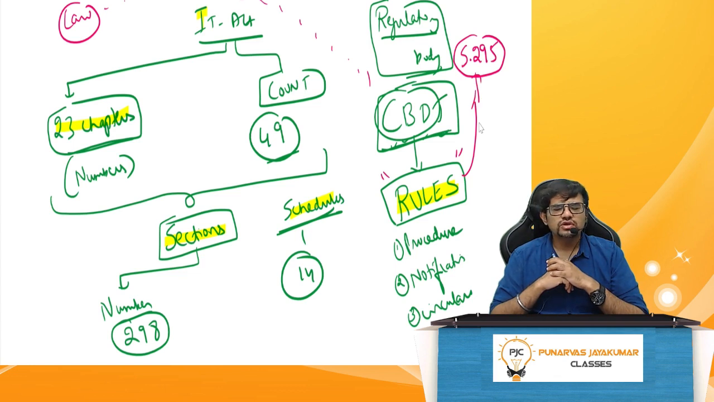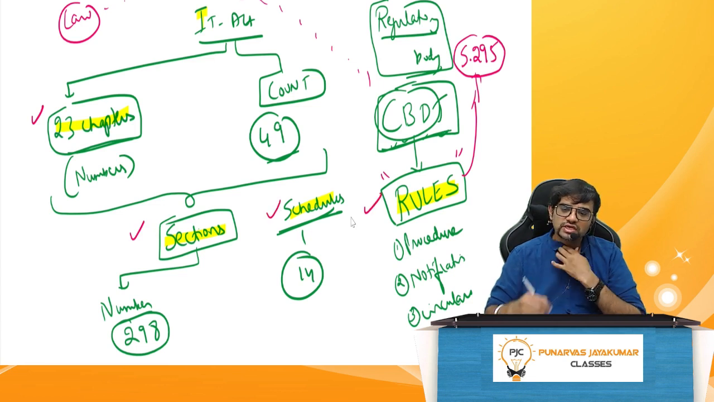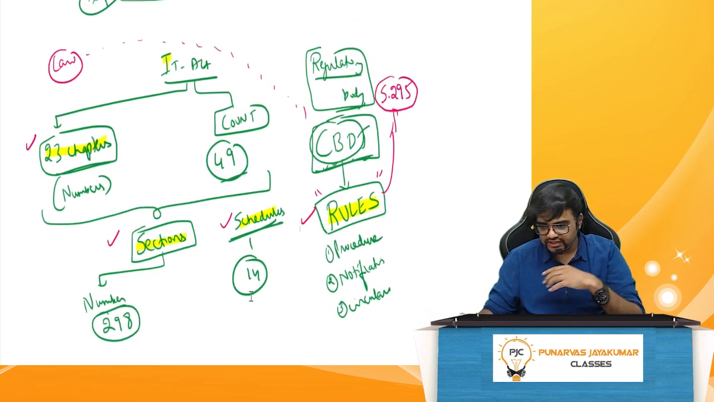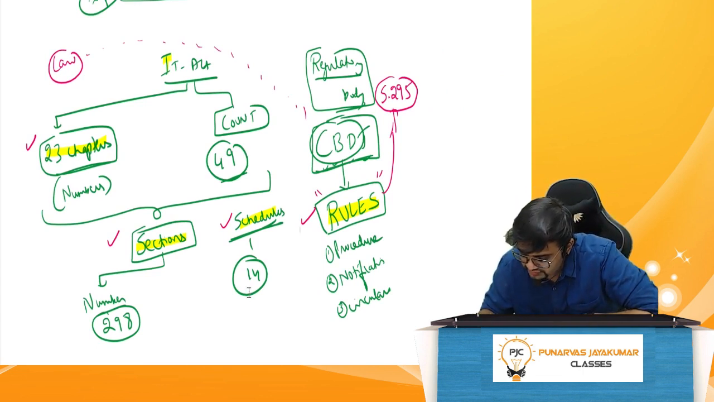So yesterday we saw that law-making power as per the constitution is given only to one body, that is the legislature. And the legislature thereby gives power to CBDT through section 295 to make rules. So my chapters, my sections, my schedules, my rules are all part of the Income Tax Act. Two other words I have written here: notification and circular. What is the difference between the two, guys? Notification and circular. What do you think?